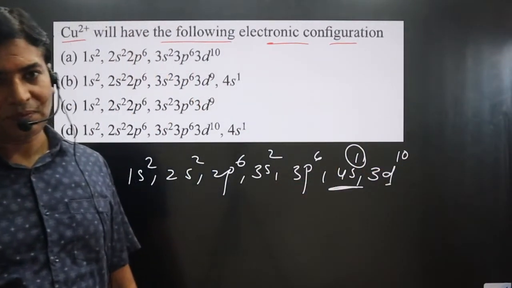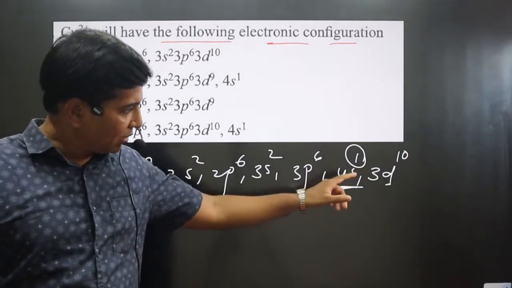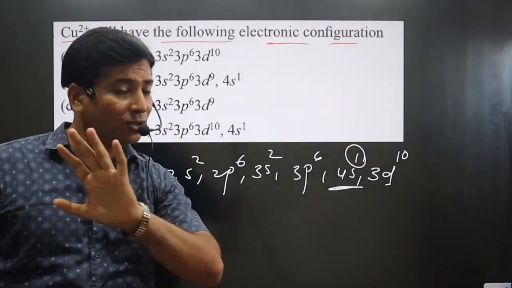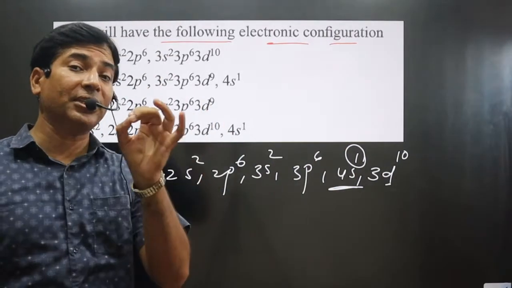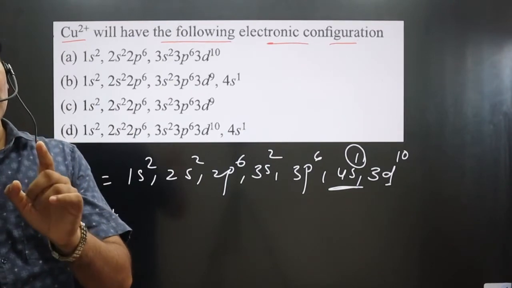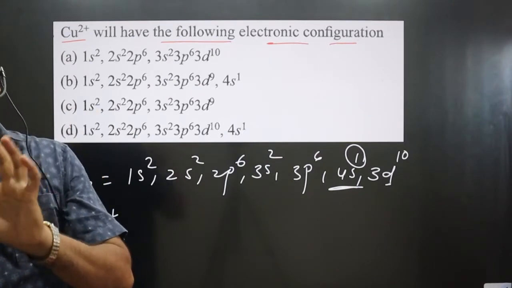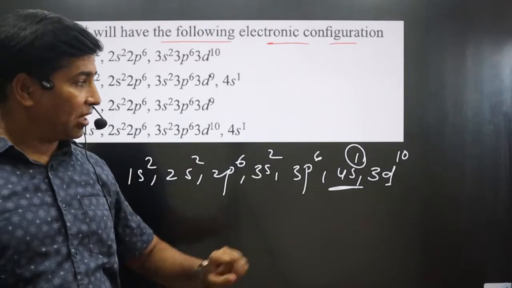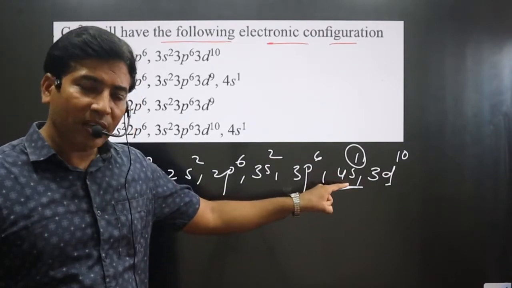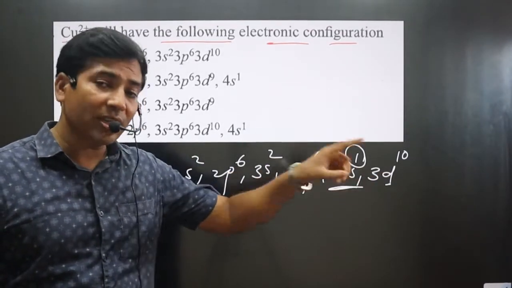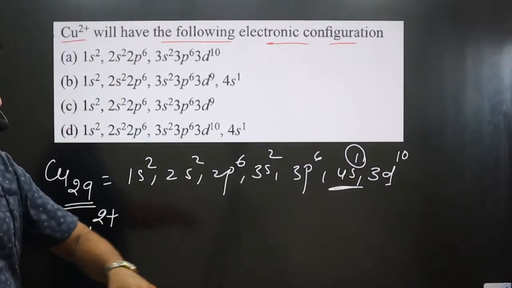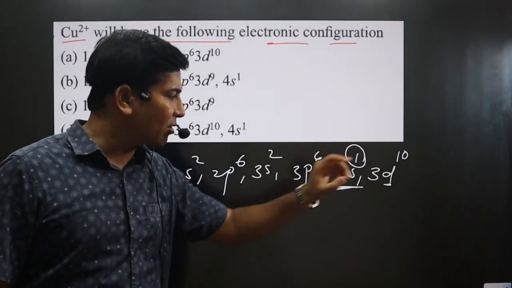from the d orbital. Keep in mind, you cannot treat it as a d block element so that loss of electron takes place from the d orbital. No, it is incorrect. In case of d block elements, you should remove the electron from the outermost s orbital, then from the d orbital. That's why we say loss of electron is from the s orbital, gain of electron is from the d orbital. Since they are losing 2 electrons, one electron from here, then one electron from here.